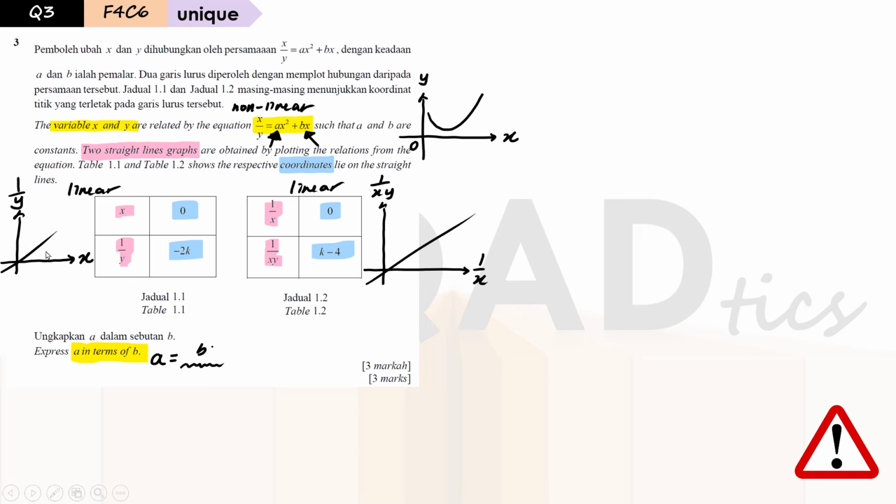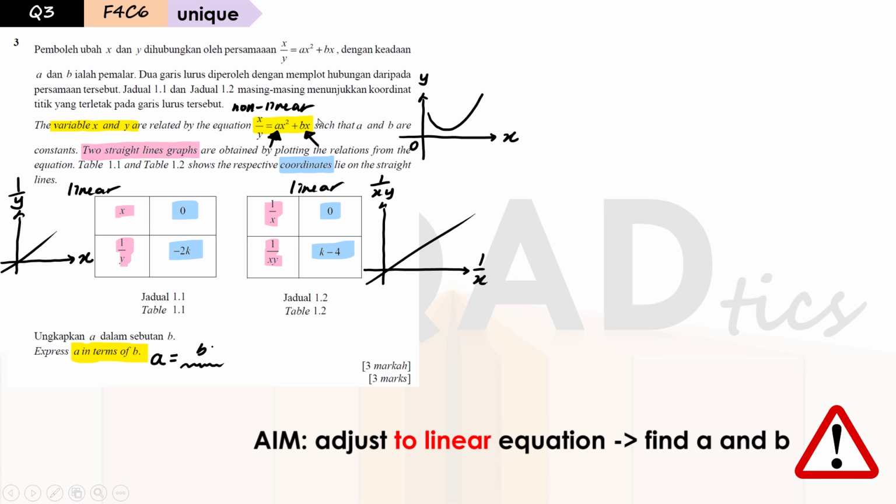So what we are going to do is, let us adjust our non-linear equation here, and we adjust it into the axis of these two graphs, right? The x, the 1 over y, 1 over x, and 1 over xy, and we see, can we find out the value of A and B or not once we change them to the linear format.